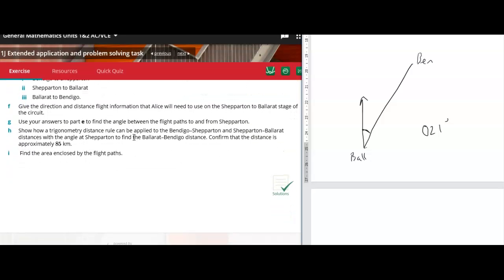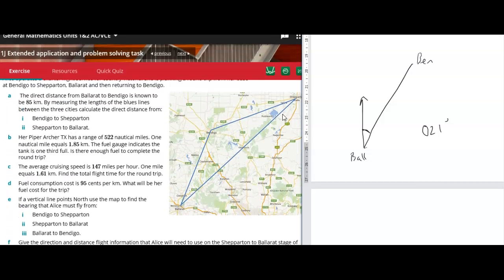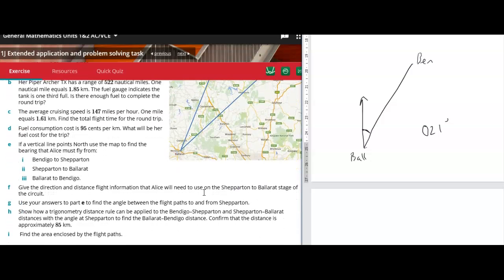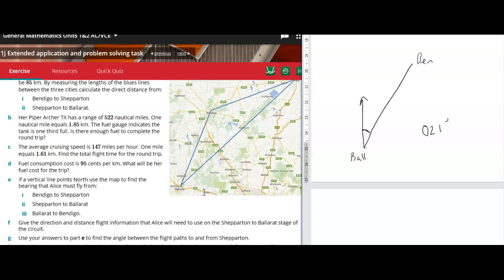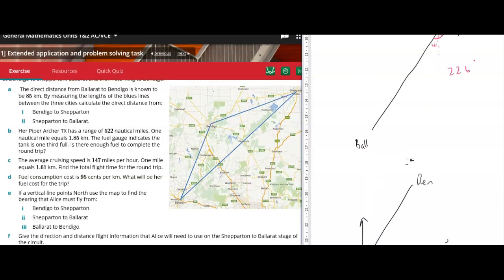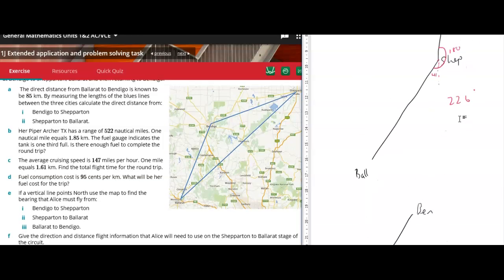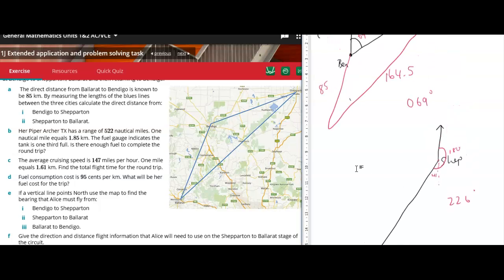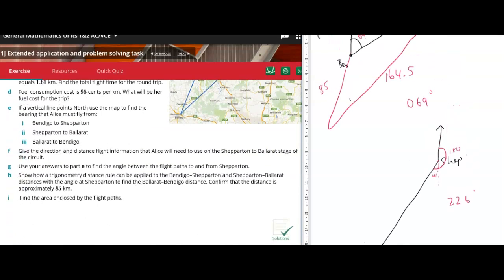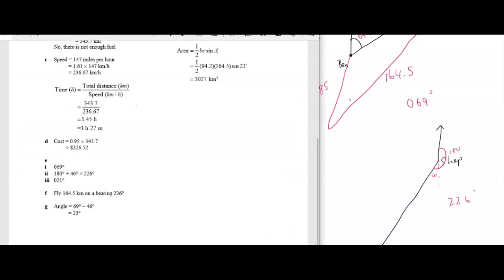Okay, still going. Question F, give the direction and distance flight information that Alice will need to use on the Shepparton to Ballarat stage of the circuit. So Shepparton to Ballarat. So what would we tell the plane? So the plane needs to fly on a bearing of 226 degrees for, what was it, 164.5 kilometers. And I'll just show you the answer. Fly 164.5 kilometers on a bearing of 226.